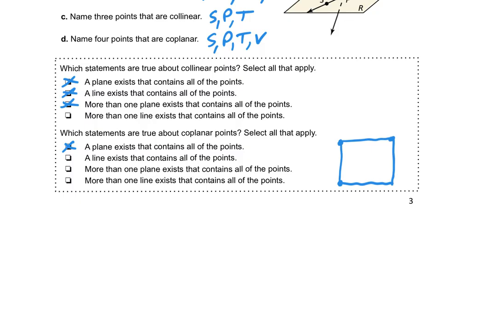Is there more than one plane that I can connect those 3 points together? No. If I tried coming in from a different direction or something, then I would be using different points, okay? So there's no other plane that would connect those 3 points together. Maybe 2 of them, but not all 3. Is there more than one line that contains all of those points? No, okay? So on that one, the first one's the only correct one.